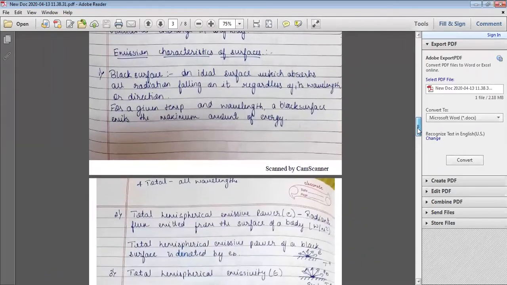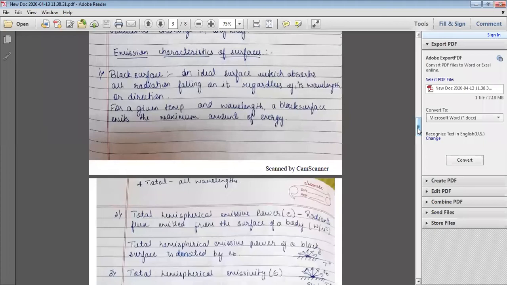So let's start with the first one, the emission characteristics of the surface. We have two things here: one is the emission characteristics of the surface and the other is the absorption characteristics of the surface. Because the first concept talks about the emission characteristics of the surface, and the second basic concept talks about the absorption characteristics of the surface. So we have different concepts. The first one, we will begin with the emission characteristics of the surface.